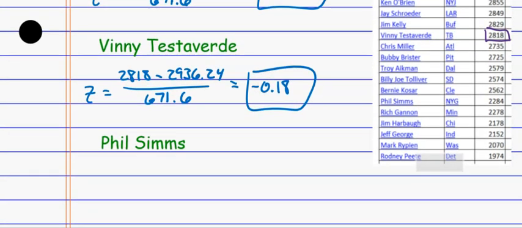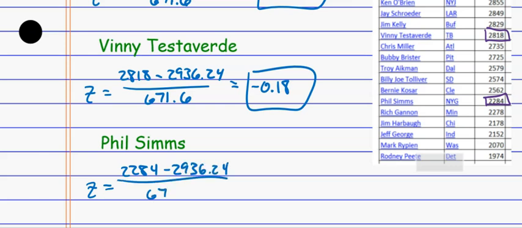Okay. And then the last one here, Phil Simms, there he is, 2284 for his value. So Z equals 2284 minus the mean divided by the standard deviation. And this is just one measurement of quarterbacks that we're using, in terms of passing yards. There are lots of other measurements that tell us how good or bad a quarterback is. So Phil Simms here gets a negative 0.97.